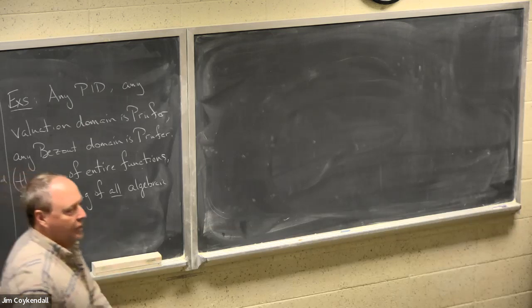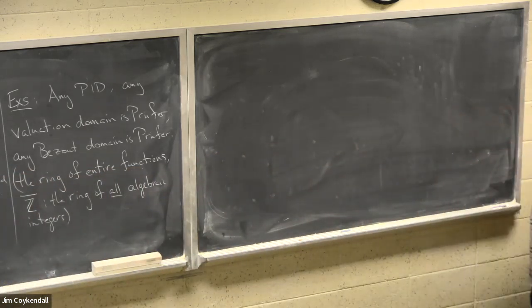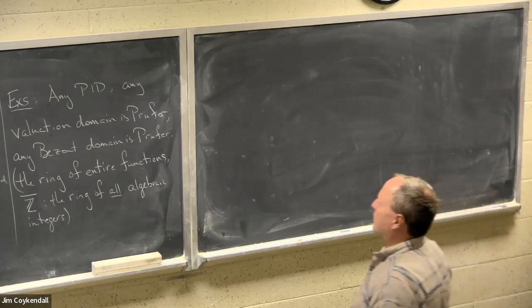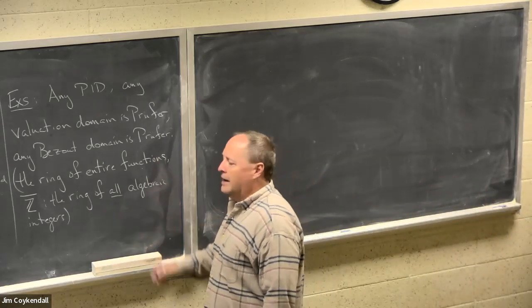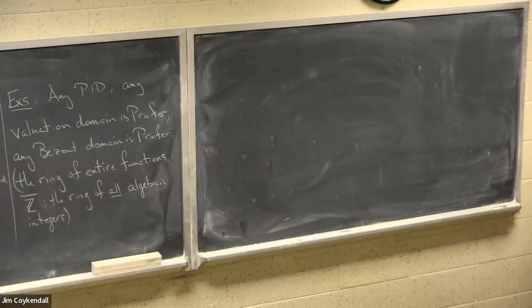So I'll put these in your toolbox, kind of for fun. The ring of all algebraic integers, the ring of all entire functions. These are also Prufer domains, but you might be a little disappointed in these ones because they're also Bezout. So what's true in both of these domains is that any ideal that's finitely generated is principal.